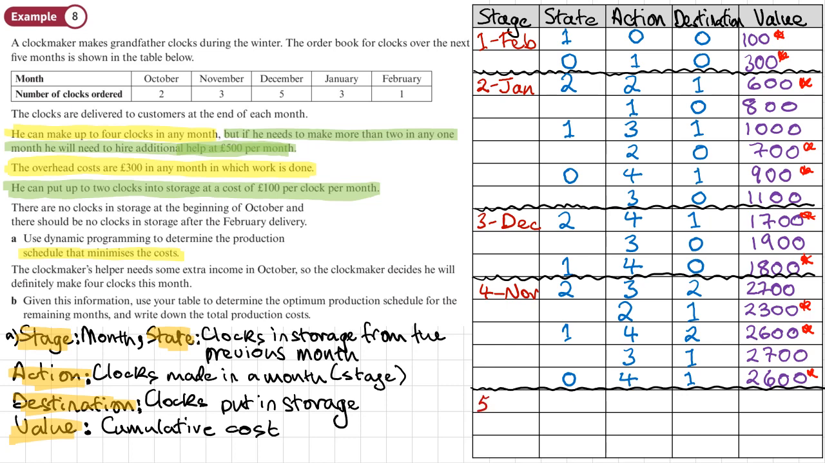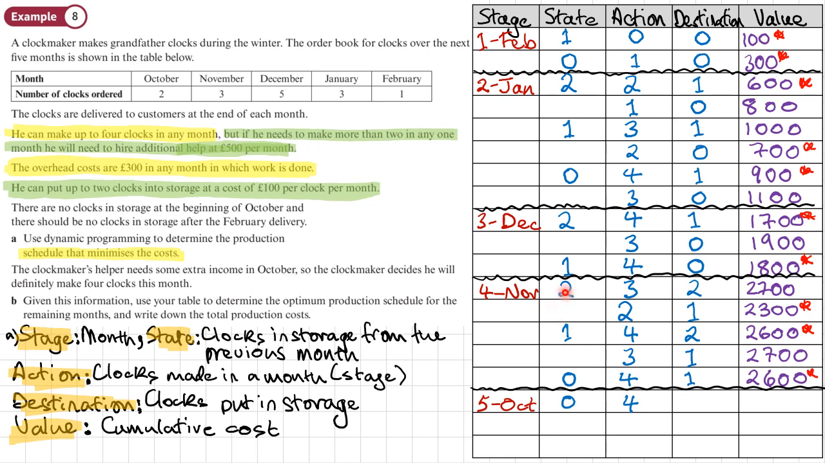And we now move on to the last stage, stage 5, which is October. Now remember, no clocks are in storage at the beginning of October, so it's going to be a state of 0. Now how many do we need in October? 2. So we can make up to 4, and then we can pass on 2 to stage 4.